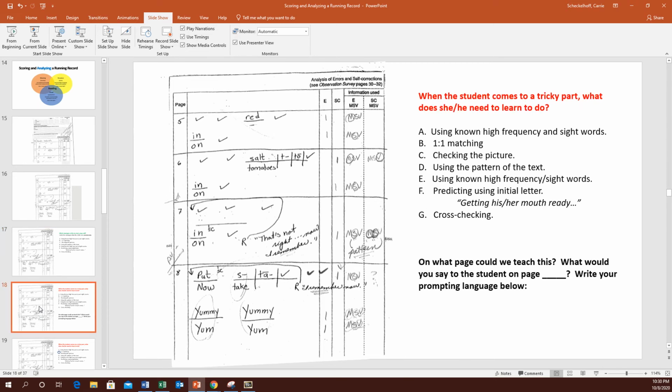When we're looking at this student, what do we think this student does when they come to a tricky part? So when this student comes to a tricky part, what do we want them to do? What are some strategies this child needs to work on?